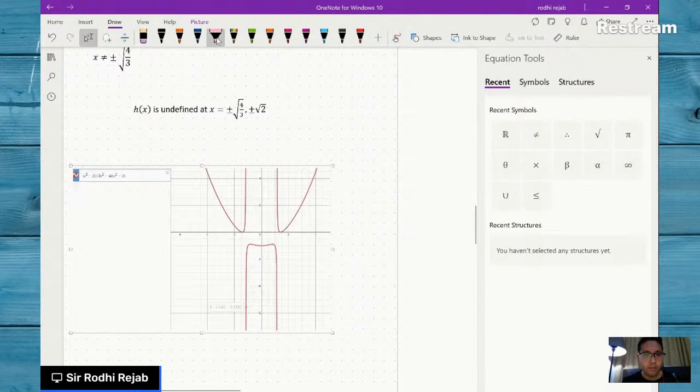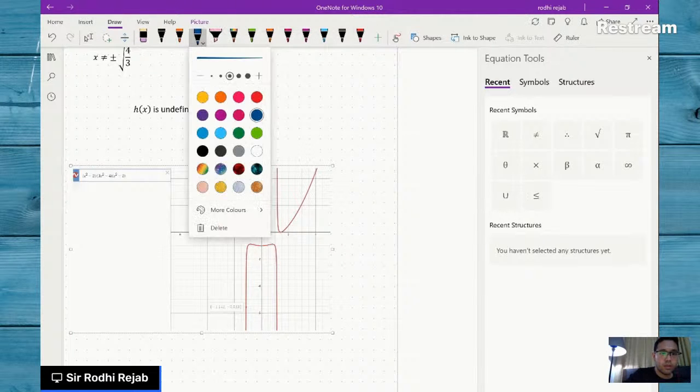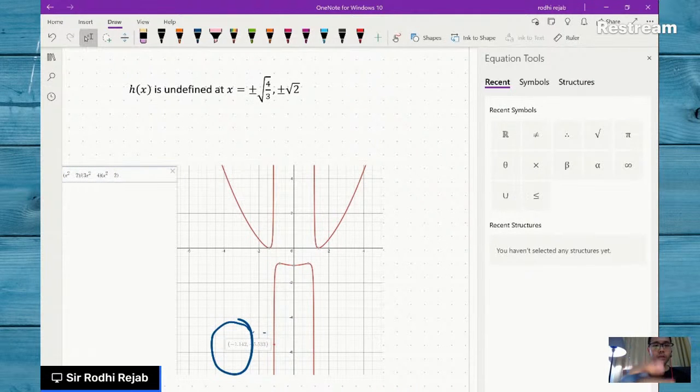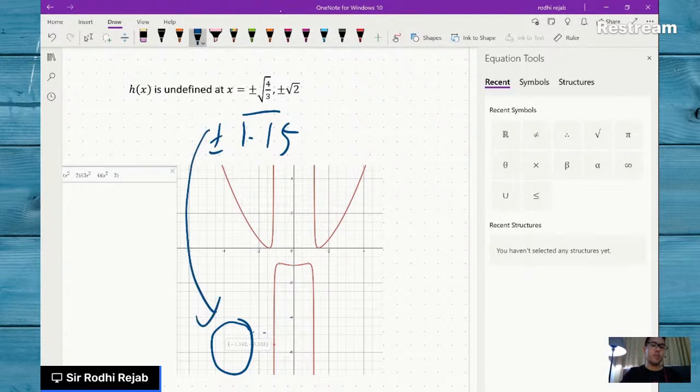Okay. You see the value here is 1.142. But if you press your calculator for square root of 4 over 3, this one here is plus minus 1.15. So it won't hit that. It won't hit. So you got your asymptote. So that's one proof.